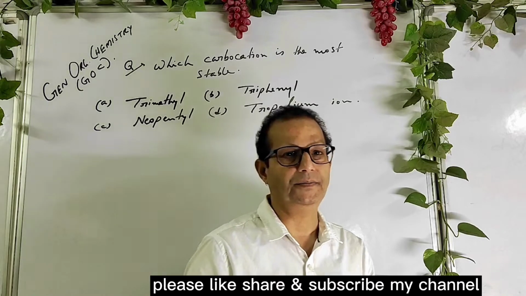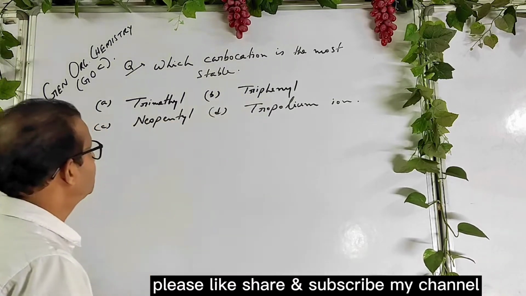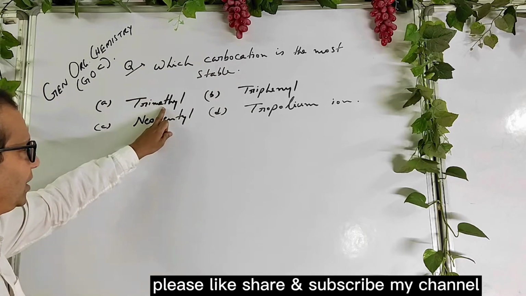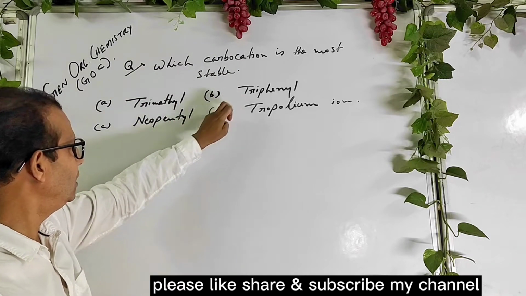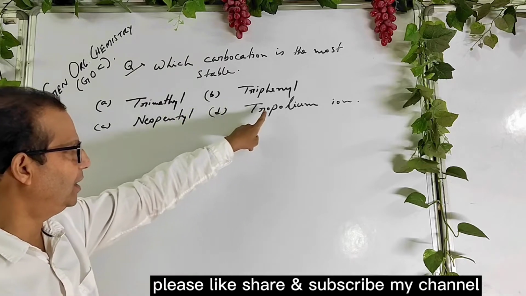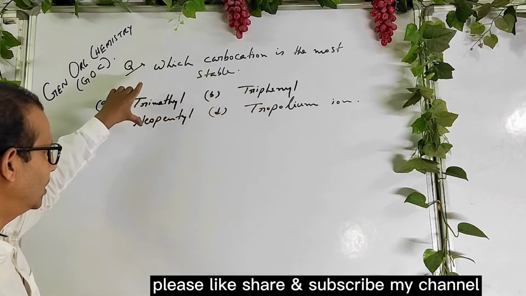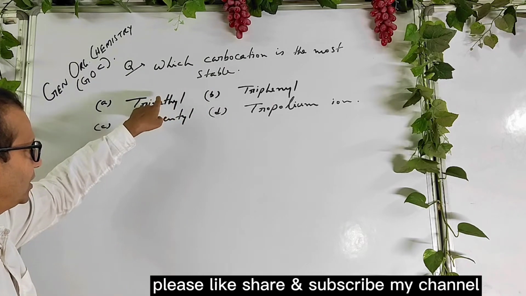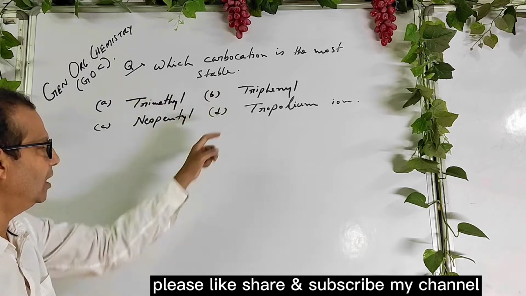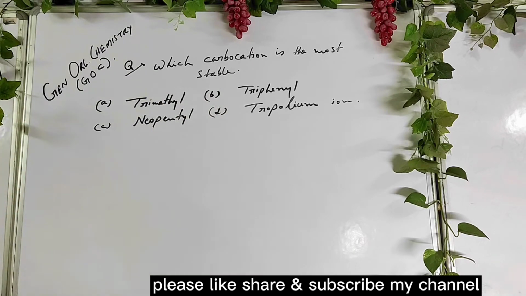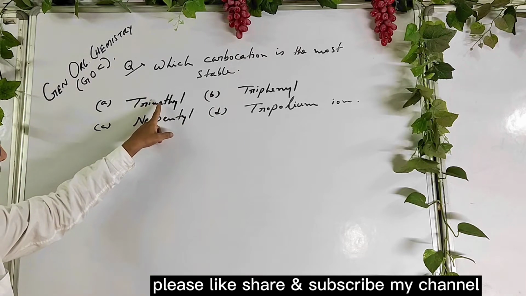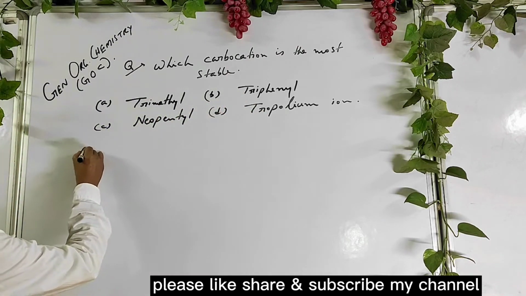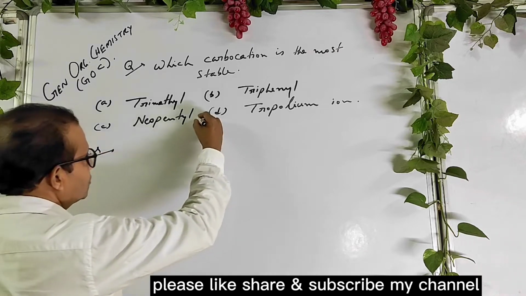So let's see. The first question is, which carbocation is the most stable? Trimethyl, triphenyl, neopentyl and tropylium ion. Sometimes they give it in structure, but in most cases they give the compound. So listen, the answer is direct, right? The answer is tropylium ion.